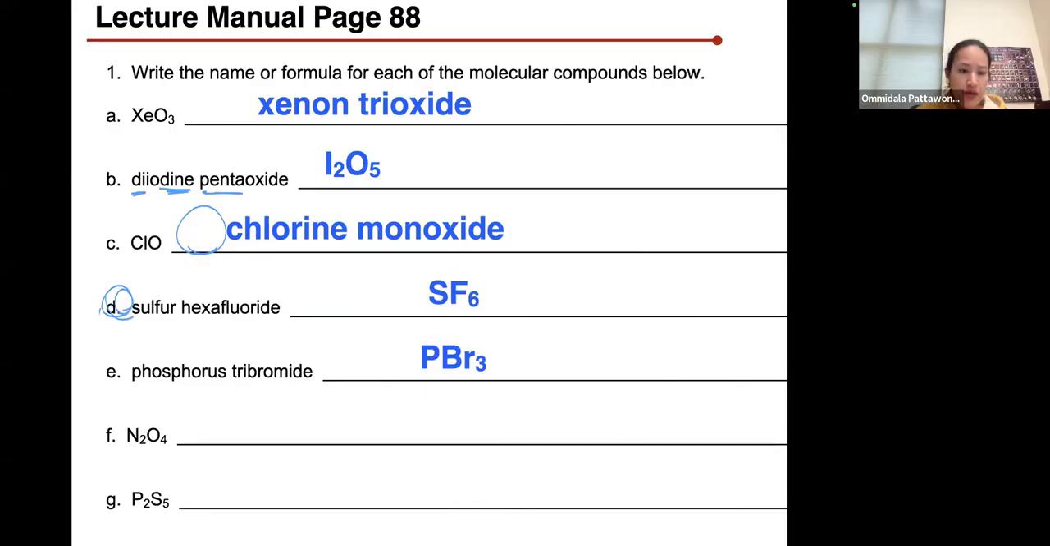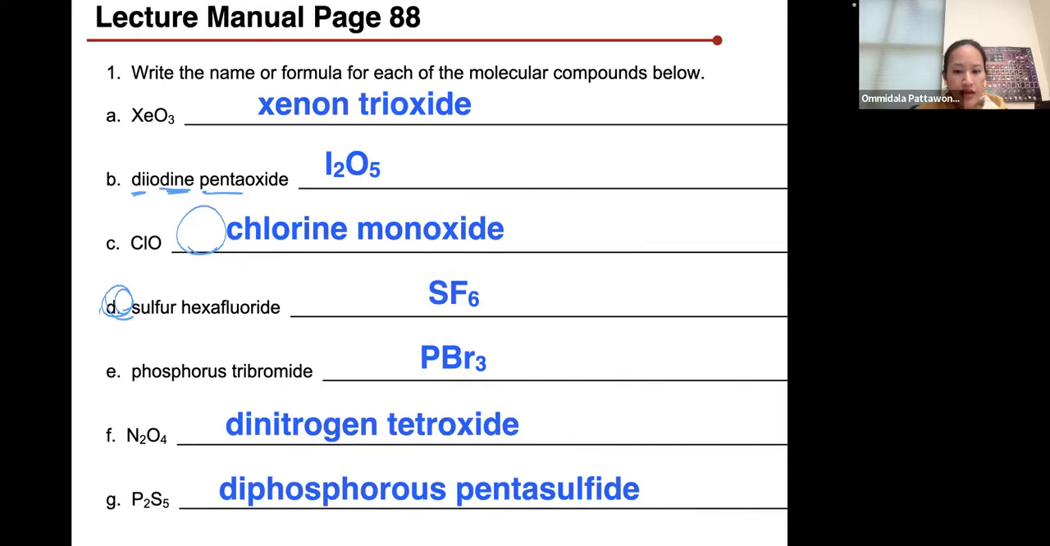Okay. Next one is dinitrogen tetroxide. Again, tetra and oxide, you fuse the vowels together, so it would be tetroxide. And the last one would be diphosphorus pentasulfide.